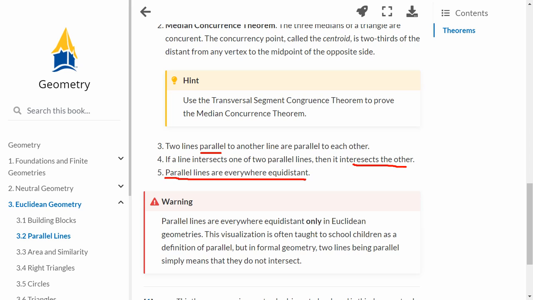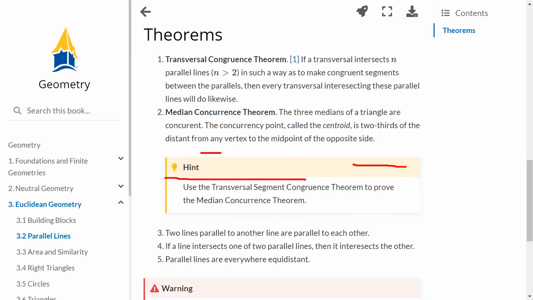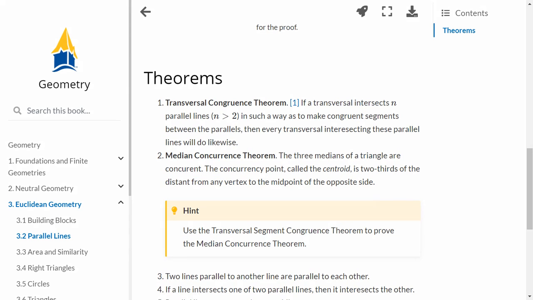So that's all there is. This is a nice section, just a few theorems about parallelism, and one really important result, a toolbox result, that is going to allow us to prove the median concurrence theorem.